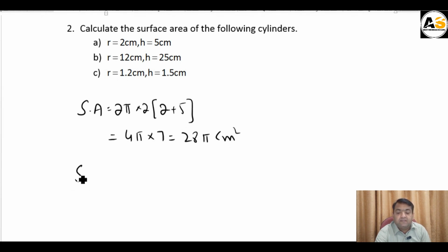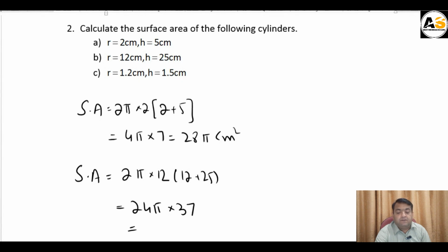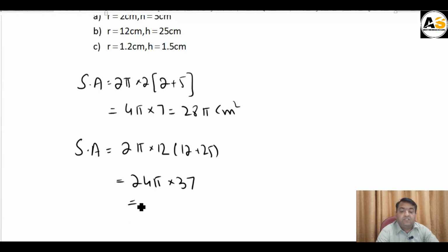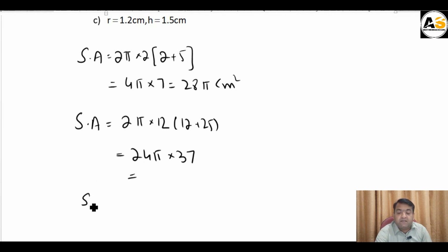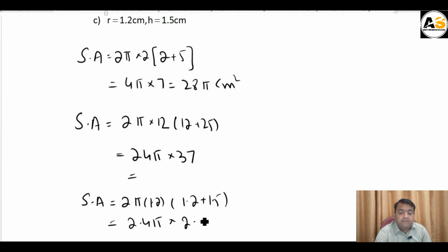For the second part, surface area will be 2 pi r into r plus h. R is 12 in the second part. This will be 24 pi multiplied by 37. This will also be in centimeter squares. For the third part, surface area will be 2 pi r into r plus h. This will be 2.4 pi multiplied by 2.7. You can use your calculator to solve it further.